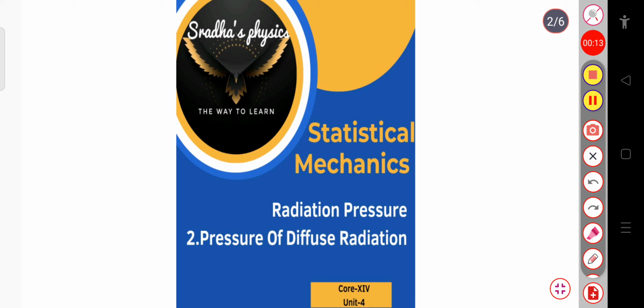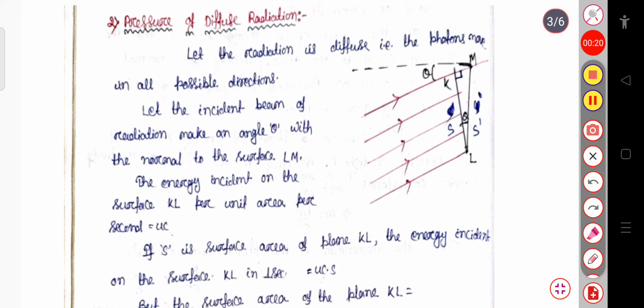So today we will see the second part of the radiation pressure, that is the pressure of diffuse radiation. In the last class we have already discussed the normal incidence. In case of normal incidence, the radiation pressure we have already calculated: the pressure will be equal to the energy density. Normal incidence means the light will fall on the surface in the perpendicular direction.